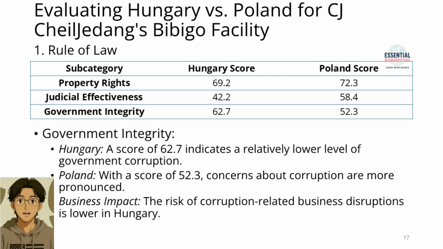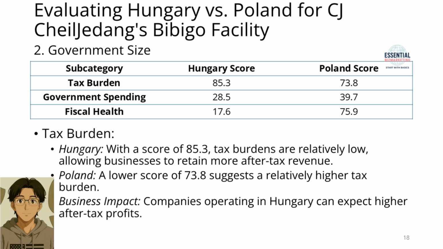However, Hungary outperformed Poland in government integrity, scoring 62.7 versus 52.3. This suggests that businesses in Hungary may face fewer corruption-related challenges in day-to-day operations. Now, let's examine government size, starting with tax burden. Hungary scored 85.3, offering lower taxes, while Poland scored 73.8. This allows companies in Hungary to retain more after-tax profits.